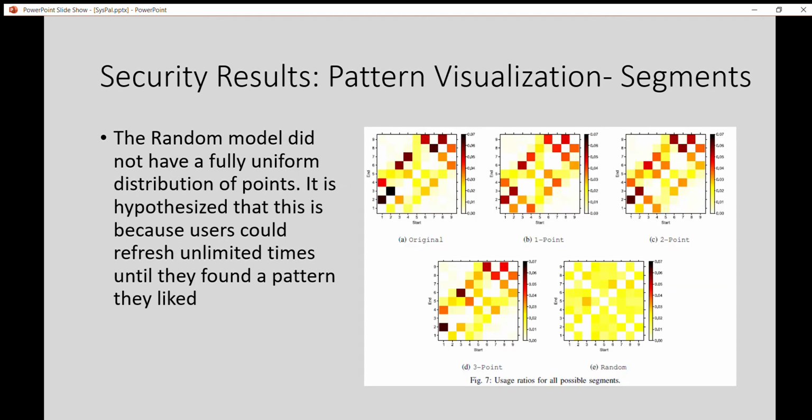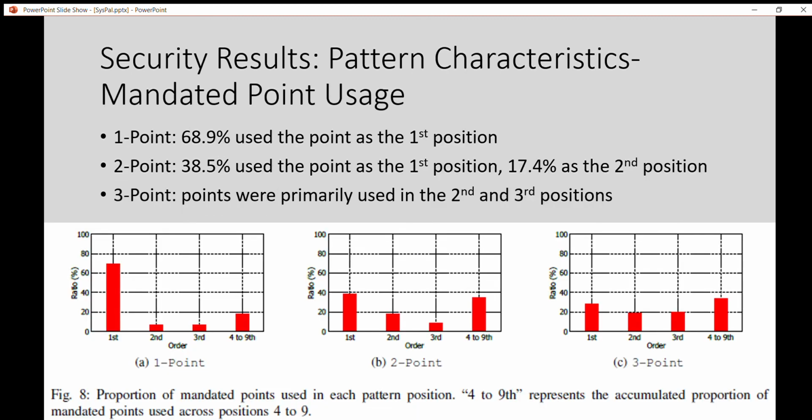So this is a heat map that's showing the pattern visualization of these segments that we discussed in the previous slide. So a little surprisingly, the random model did not have a perfectly uniform distribution of points. In the paper, the researchers hypothesized that this could be because users could refresh unlimited times at the beginning until they found a random pattern that they liked and then choose it, which allowed user bias to leak into the model.